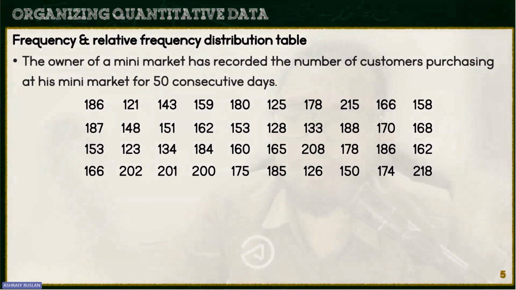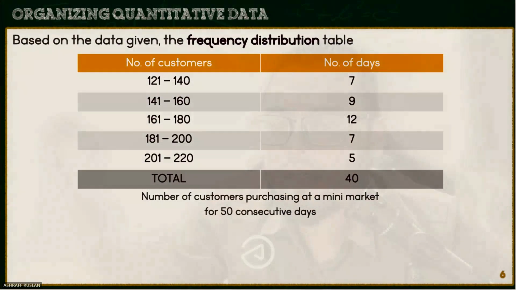So we have one example here. The owner of a mini market has recorded the number of customers purchasing at his mini market for 50 consecutive days. Okay, number of customers purchasing. So based on this example, he transformed the data into a frequency distribution where it is split into a few groups, a few classes. The first class is where the number of customers is between 121 to 140.